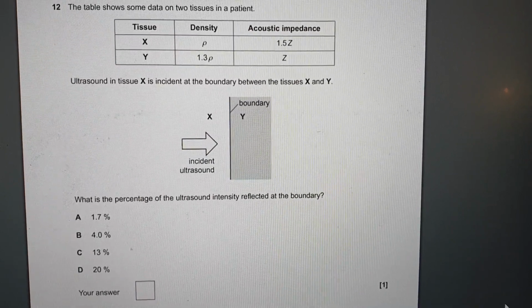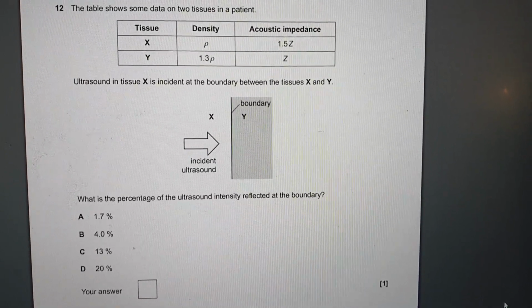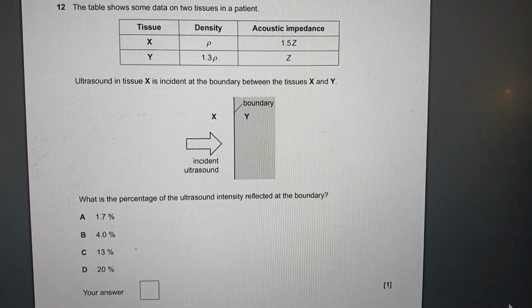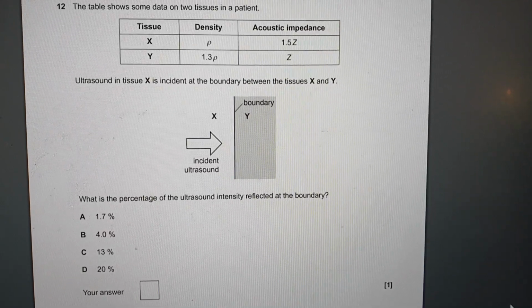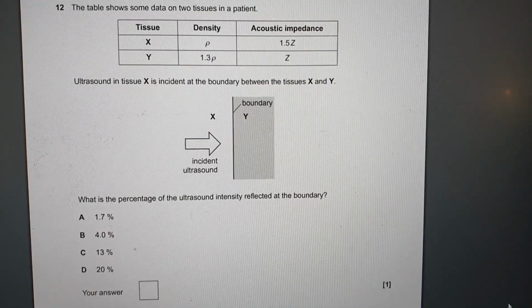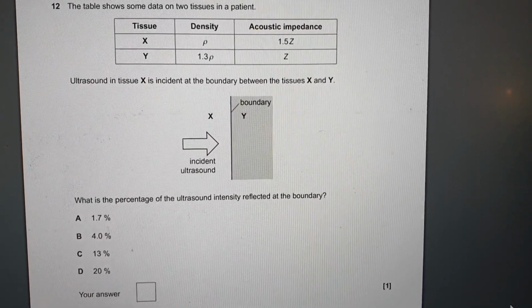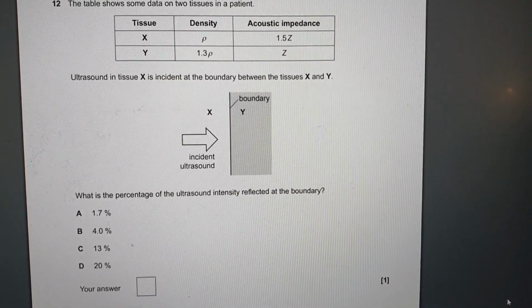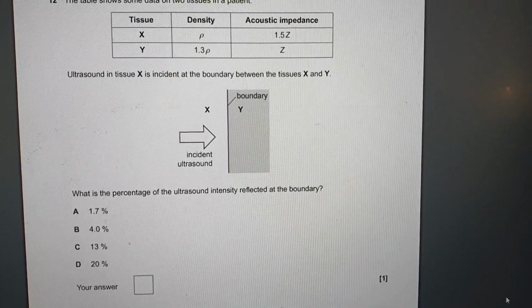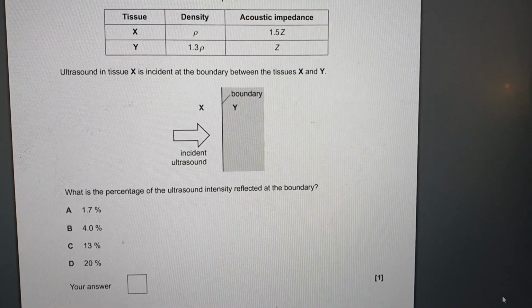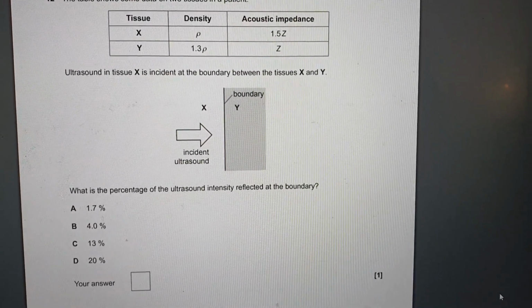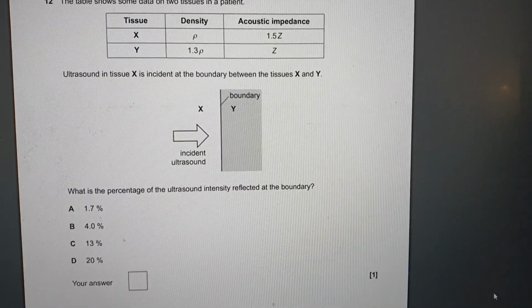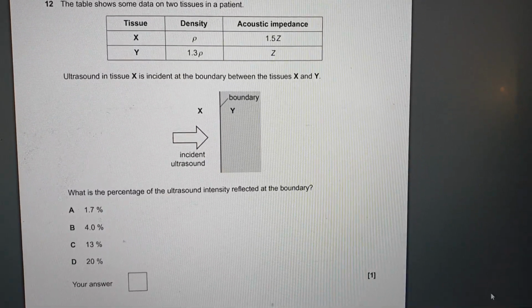So here you've got ultrasound coming from the left in material X and it's going to material Y, and there's a boundary there. What is the percentage of the ultrasound intensity reflected at the boundary? So here you've got A equals 1.7%, B 4%, C 13%, and D as 20%. And what is your answer?